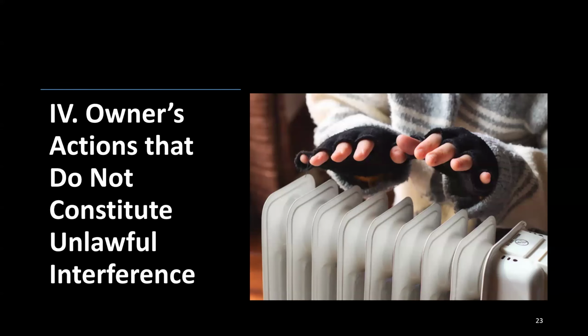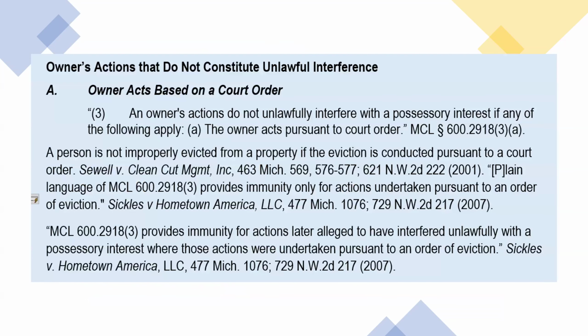So what actions by a landlord do not constitute unlawful interference? The key one is this: the owner's actions, subsection 3, do not unlawfully interfere with possessory interest if the following apply. The owner acts pursuant to a court order, right? Court order, the Sewell case by the Michigan Supreme Court, person's not improperly evicted. There is no violation of the anti-lockout statute if it's conducted pursuant to a court order.